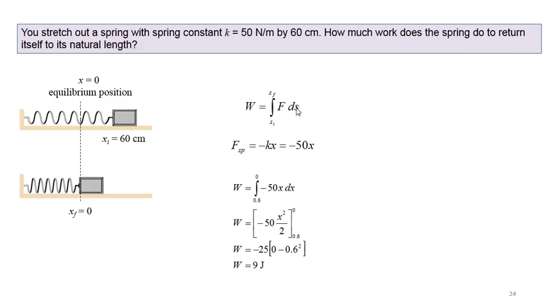The direction I'm doing is the x direction, so ds becomes dx. And this is my x initial, which is 0.6 meters. Notice how I want to do everything in meters here. That's very important. My x final is 0. So now I'm simply integrating the function of negative 50x dx.